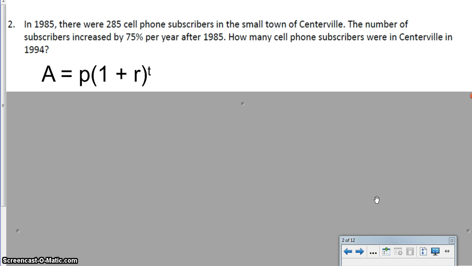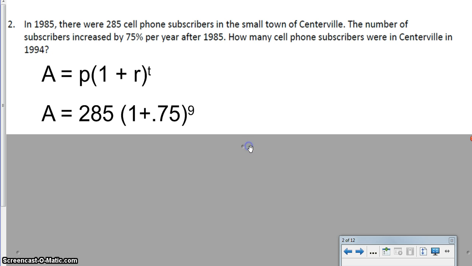In 1985, there's 285 cell phone subscribers in the small town of Centerville. The number of subscribers increases by 75% per year after 1985. How many cell phone subscribers were in Centerville in 1994? Well, one of the things that you have to remember, guys, is the time is in years, but we want to remember that 1985 actually is year zero, okay? So 1994 minus 1985 is 9 years.